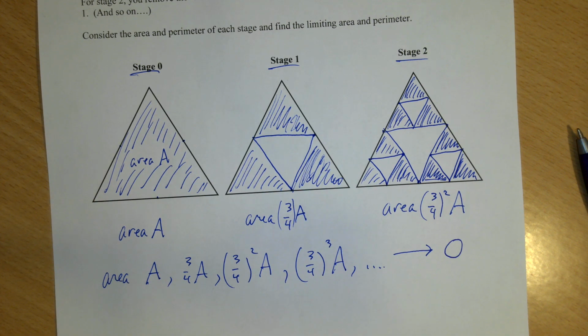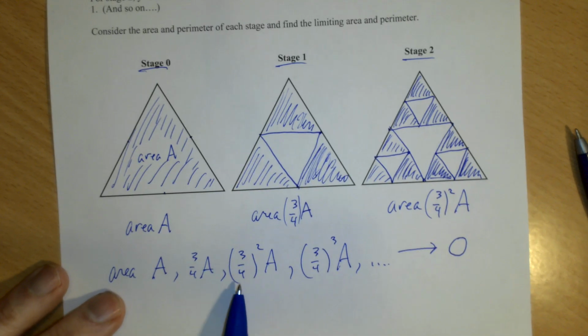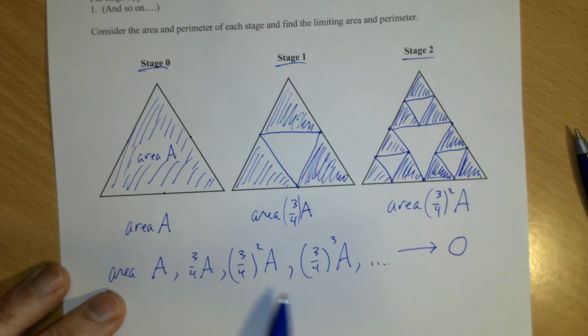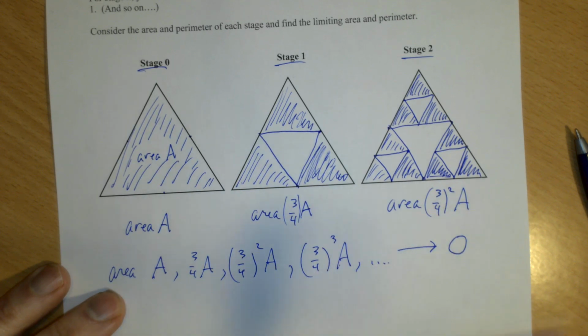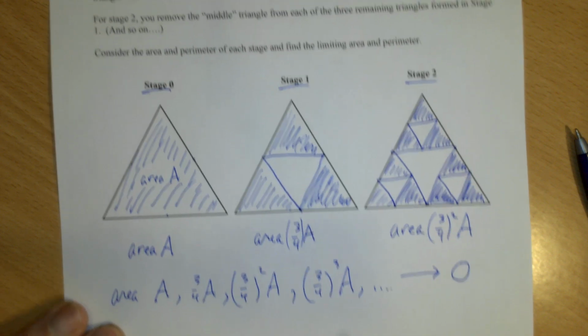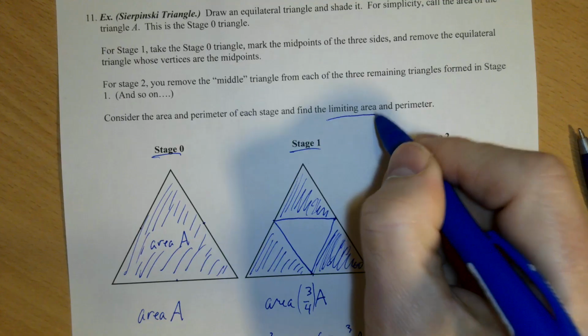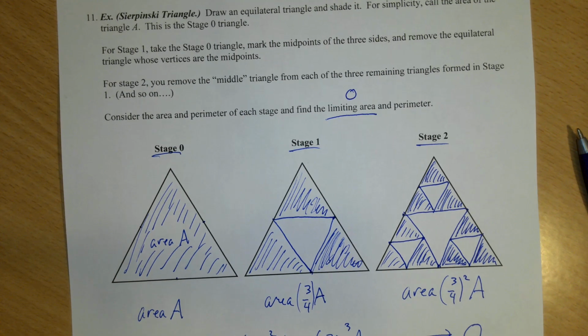Any number that you choose and you multiply by 3/4 times 3/4 times 3/4 forever is going to approach the number 0. So the limiting area is 0.